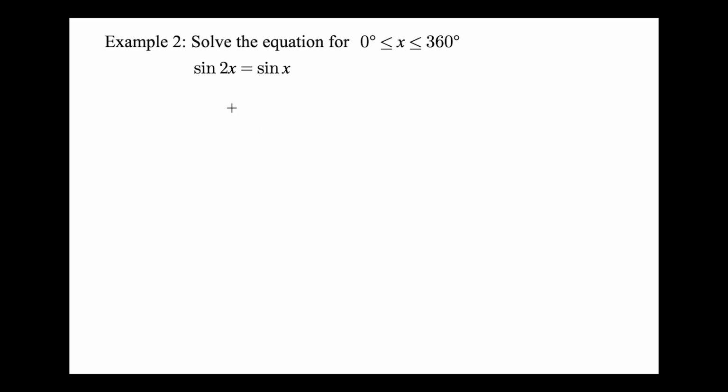In our second example, we're asked to solve the equation for 0 degrees less than or equal to x, which is less than or equal to 360 degrees. Sine of 2x equals sine x. Sine 2x we replace with 2 sine x cosine x. And that equals sine of x.